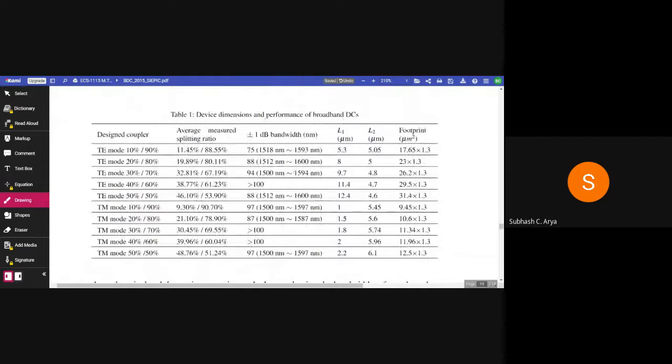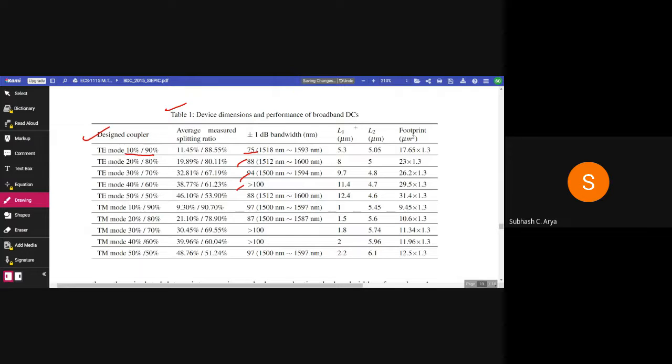And here, this table basically summarizes all these numerical values. So the average splitting ratio has been calculated here. It was designed for 10 to 90%, but the actual average value is coming 11.45 to 88.55. So the plus minus 1 dB bandwidth is 75 nanometer here, and 88 here, 94 here, and for 40 to 60, it is greater than 100 nanometer.